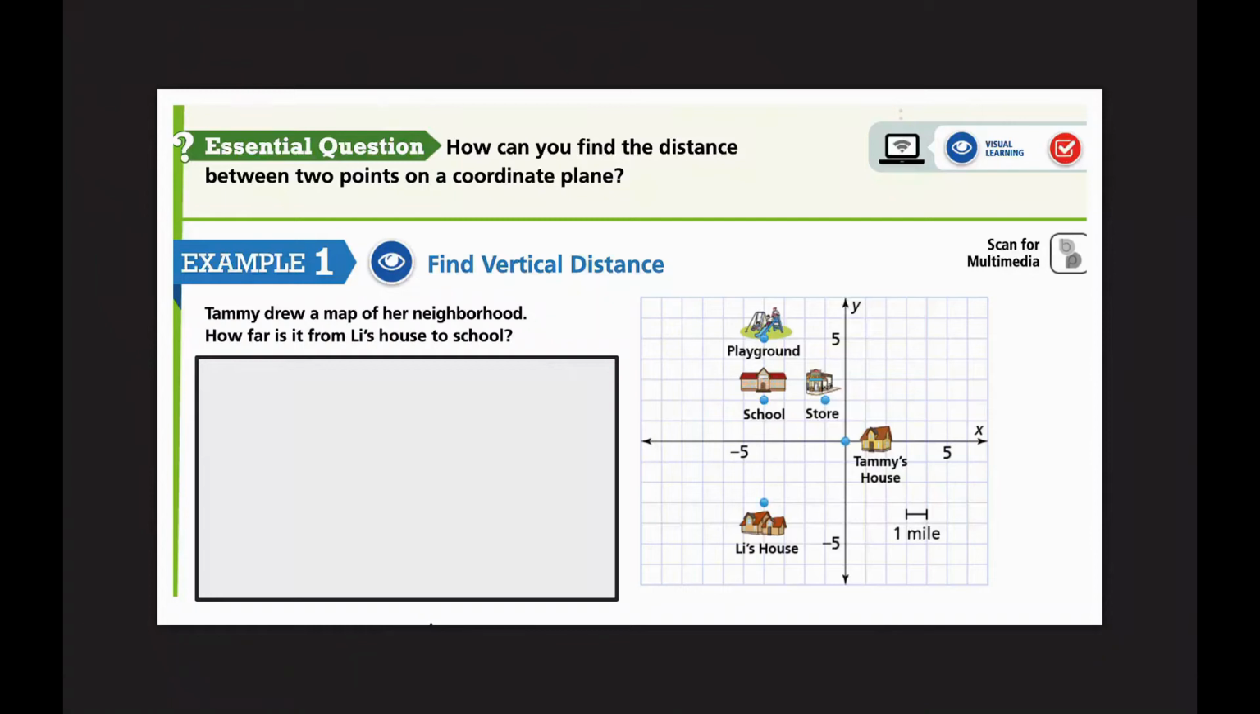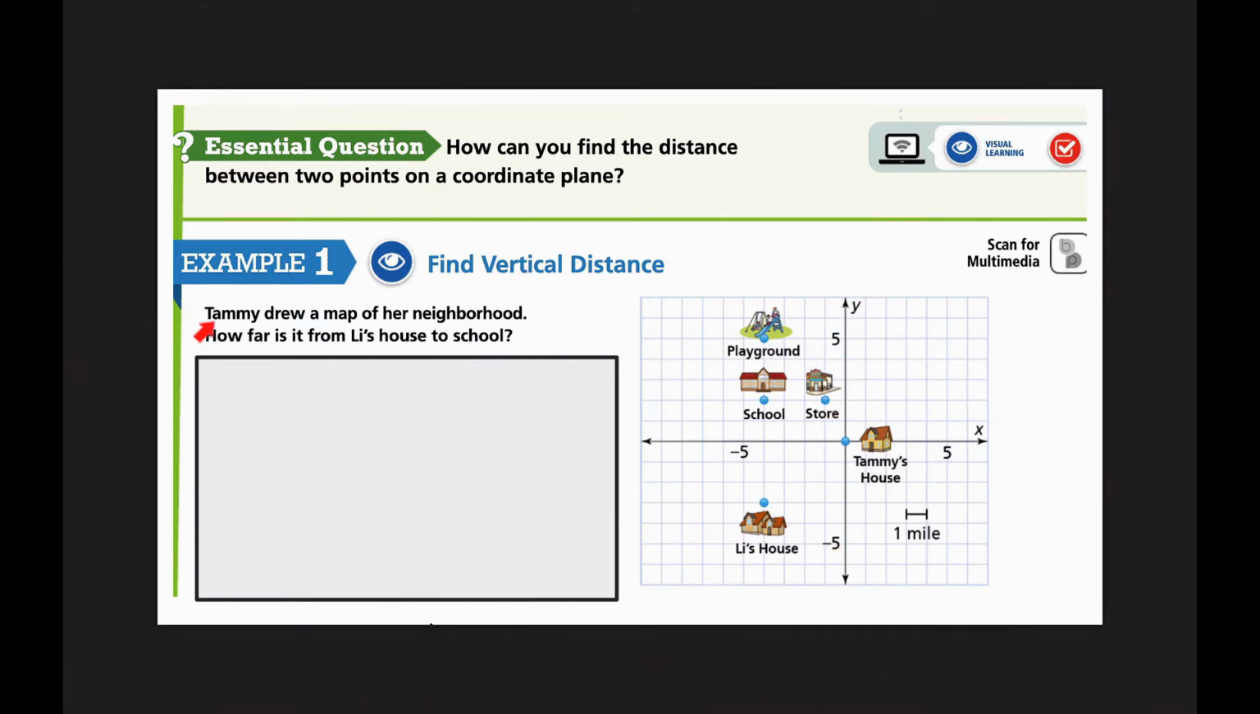We are looking at lesson 2-5. Our essential question for today is how can you find the distance between 2 points on a coordinate plane? So here we're looking at how we are going to find vertical distance. That word vertical means we are comparing something on the y-axis.